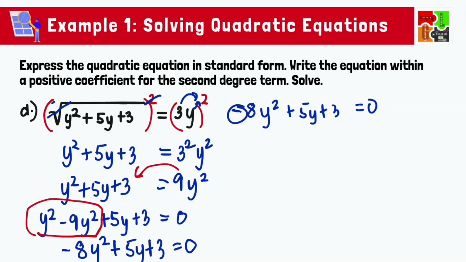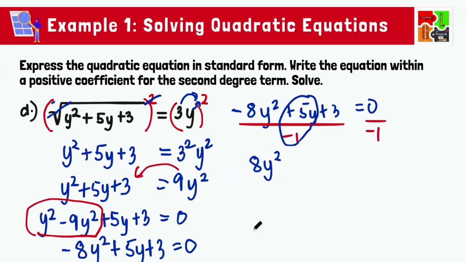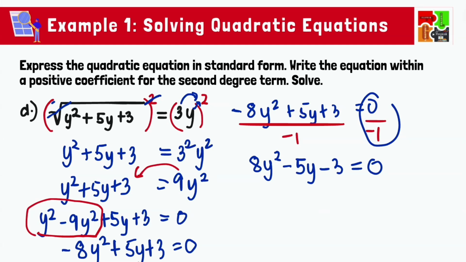Kapag ganyan na na-encounter ninyo, ang ginagawa lang dyan, we can divide it by negative 1. So, by dividing it by negative 1, negative 8 divided by negative 1 is going to be 8y squared. Positive na. Next is positive 5y divided by negative 1, that would give us negative 5y. Nagbago yung sign. Also, 3 divided by negative 1 is negative 3, and that is equal to 0, because 0 divided by negative 1 is 0.